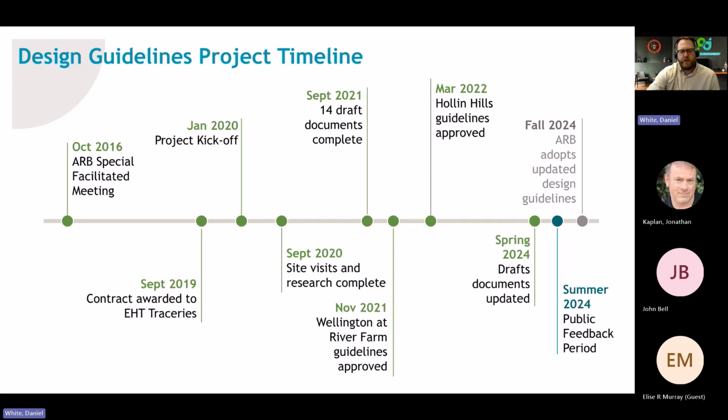2 HODs were established during this project, the Wellington at River Farm HOD in 2021 and the Holland Hills HOD in 2022. Both new HODs were established with district-specific design guidelines, also written by EHT Traceries and adopted by the ARB. The project was put on hold due to staffing transitions after early 2022 and picked back up in the fall of 2023. All documents created during this project will be presented to the ARB for adoption this fall. Once adopted, the documents will be available for use by applicants and design and construction professionals during the design phase of a project, and will be used by county staff and ARB members during the ARB application and review process.